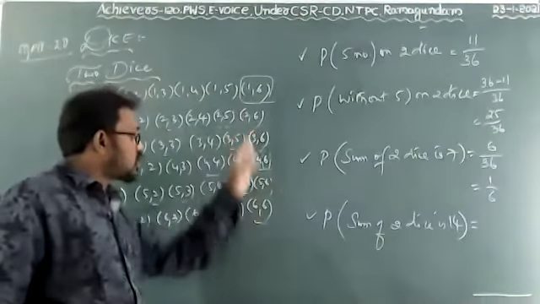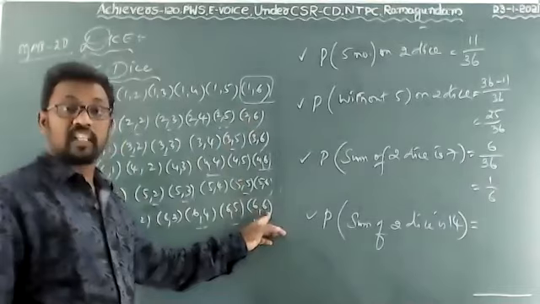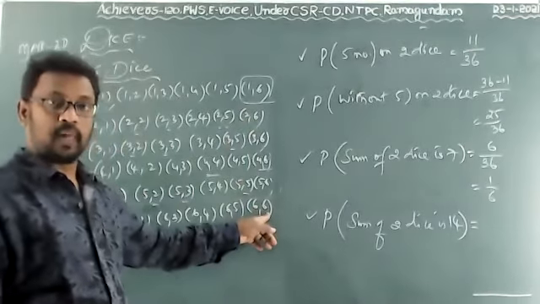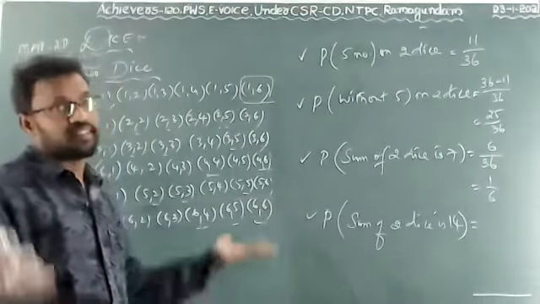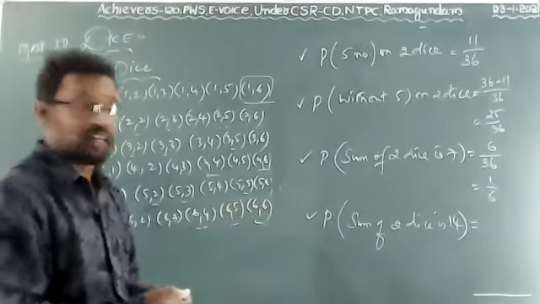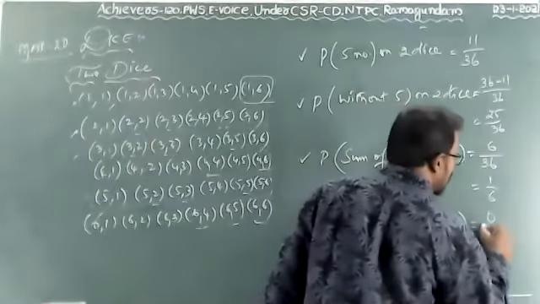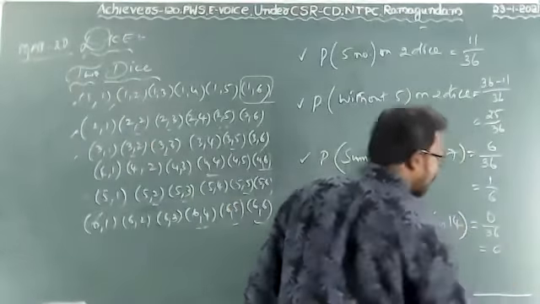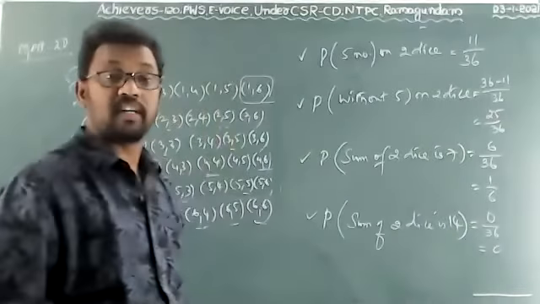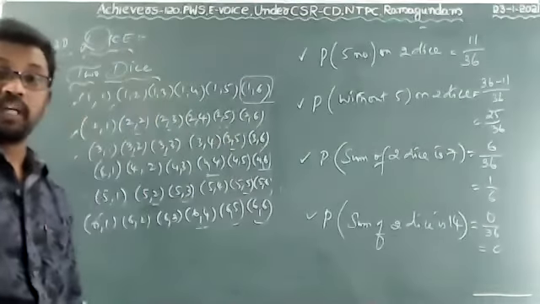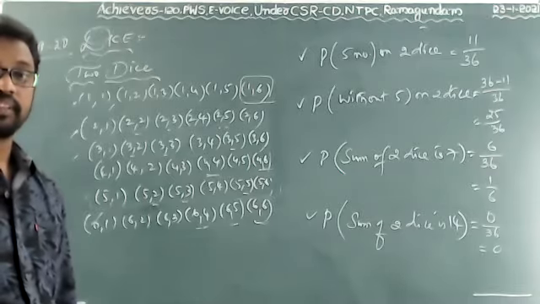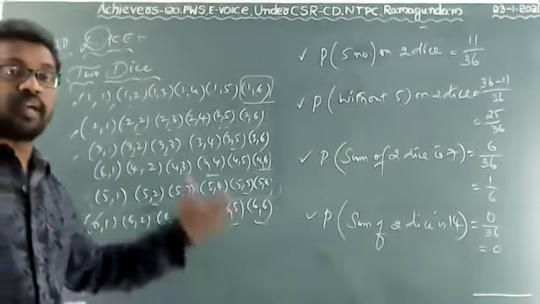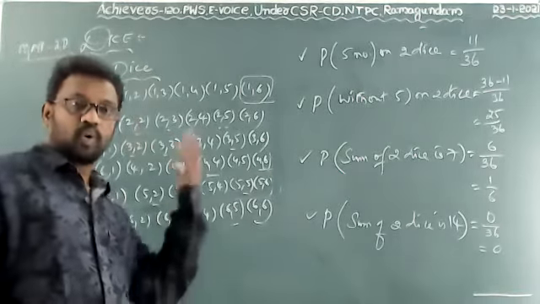Six, the largest number, let us take. The largest number is 6 + 6. How much is 6 + 6? 12. What is it asking? 14. There is no such pair. So we'll call it 0/36, nothing but 0, which is an impossible event. So same like that, you have to go with this.